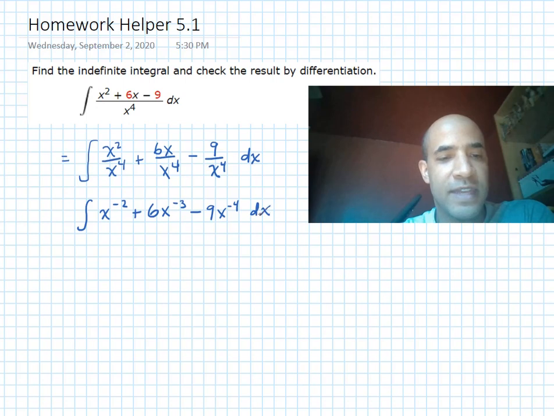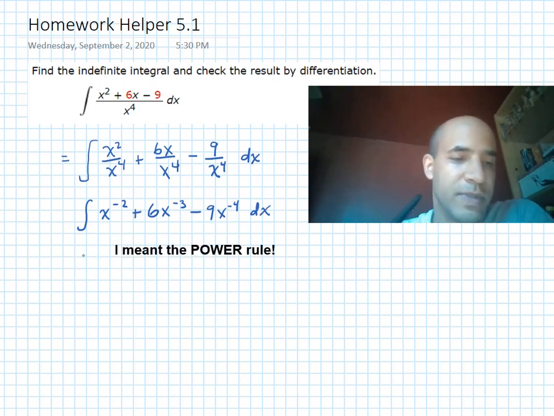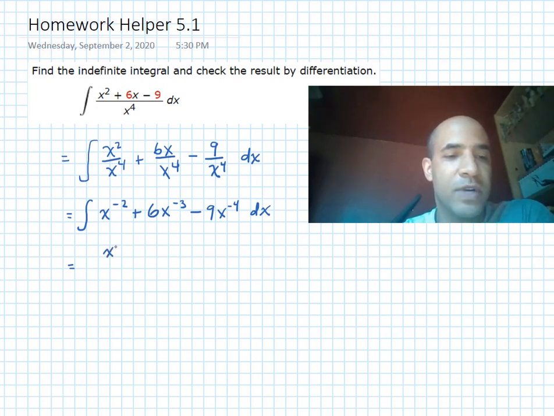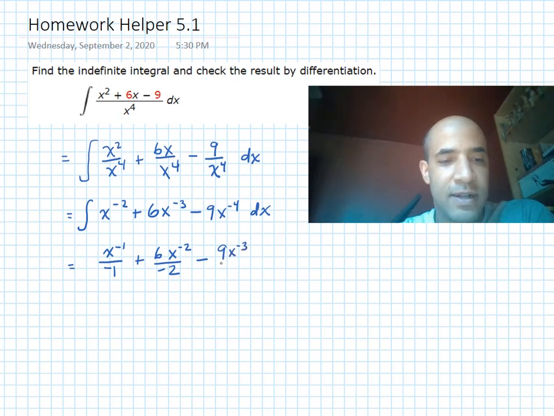And then when we're doing the antiderivative, all we have to do is use the power rule. Just be careful, because we're adding to the exponent and dividing by the new one, right? So this is x to the negative 1 over negative 1 plus 6x to the negative 2, all divided by negative 2, minus 9x to the negative 3, all divided by negative 3. And don't forget your trusty plus c, right?